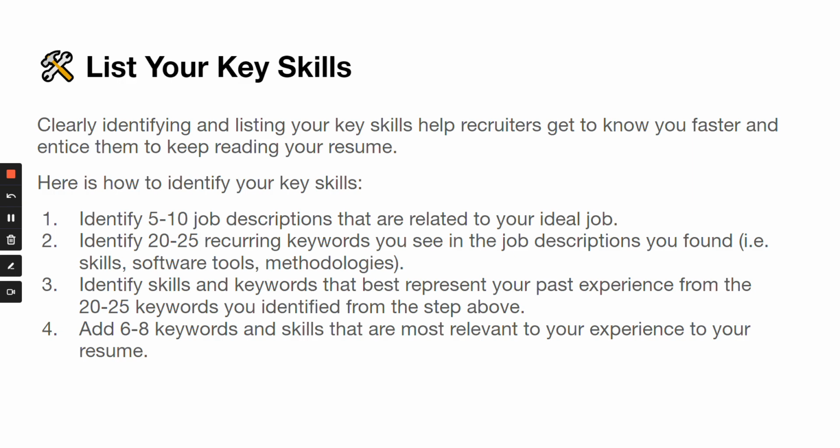And go through them. Maybe you can print them out, or copy and paste them onto Word, and identify 20 to 25 keywords that are recurring in the job descriptions. There are certain words you will see keep recurring when you're going through those 5 to 10 job descriptions.